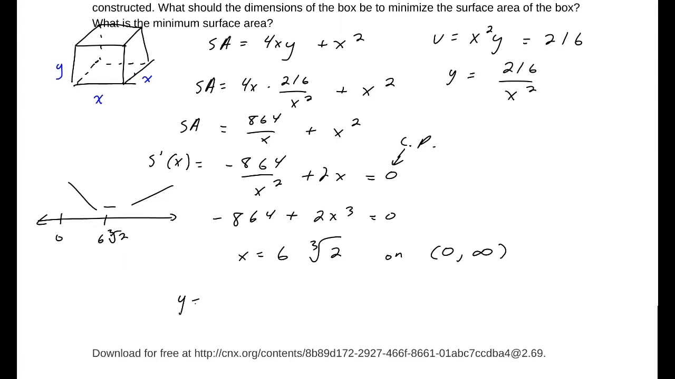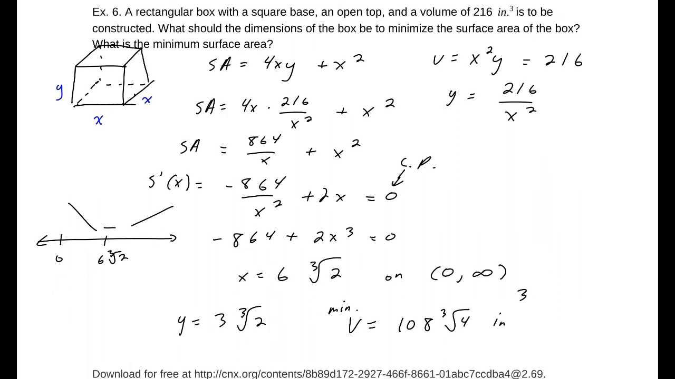So finding our y value, our y is 3 times cube root of 2 using our x squared, or y is 216 over x squared. And our minimum surface area is 108 times the cube root of 4 inches squared. Okay, and that is the end of this section.